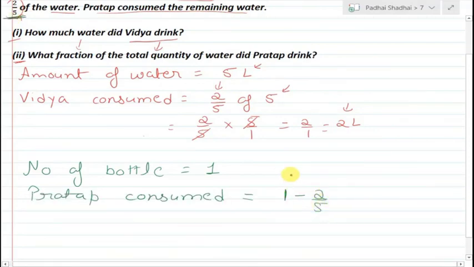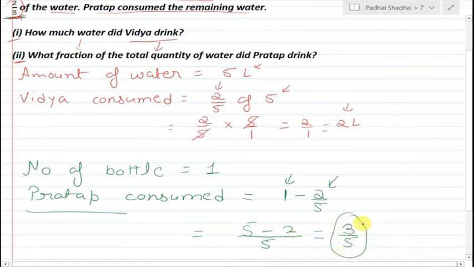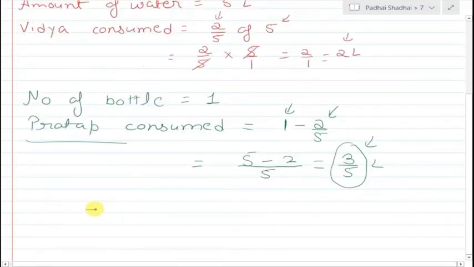Okay, we are directly treating it as a fraction. So the total amount of water we will take as 1. Here for solving we will have to take the LCM, as we have done in the earlier exercise, as we have to subtract the fractions. So we will get 5 as the LCM. We have to multiply 1 by 5, minus 2 by 5. So we will get 3 by 5 part is consumed by Pratap. Okay, it's easy beta, you can do it by different methods also.